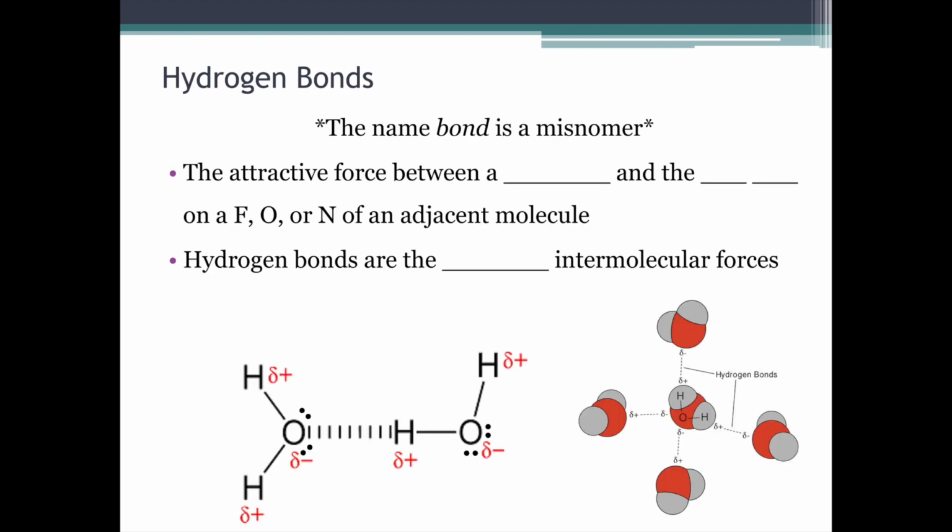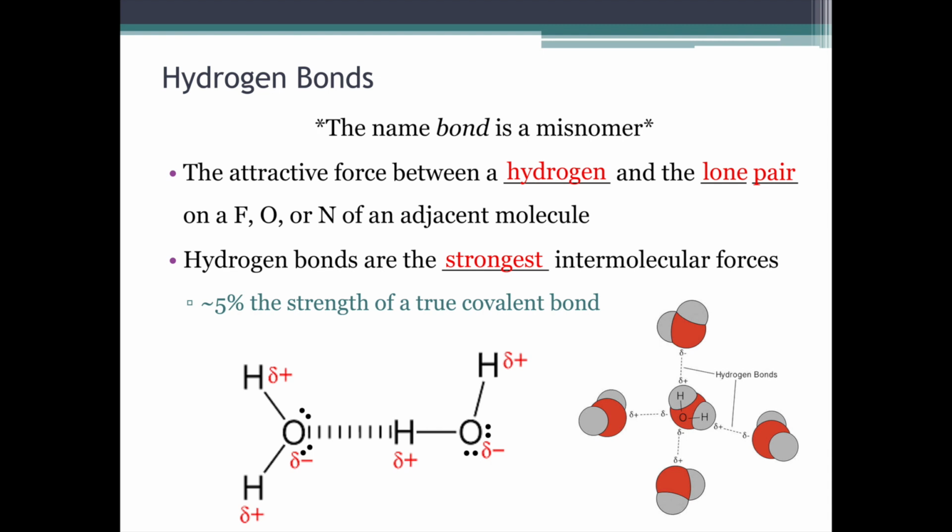Now the final one, hydrogen bonds. The name bond is a complete misnomer. Hydrogen bonds are a very specific type of dipole-dipole force. It is the attractive force between a hydrogen and the lone pair of a fluorine, oxygen, or nitrogen of an adjacent molecule. So you're looking at a hydrogen on one molecule with the lone pair of a fluorine, oxygen, or nitrogen on an adjacent molecule. Hydrogen bonds are the strongest intermolecular forces.